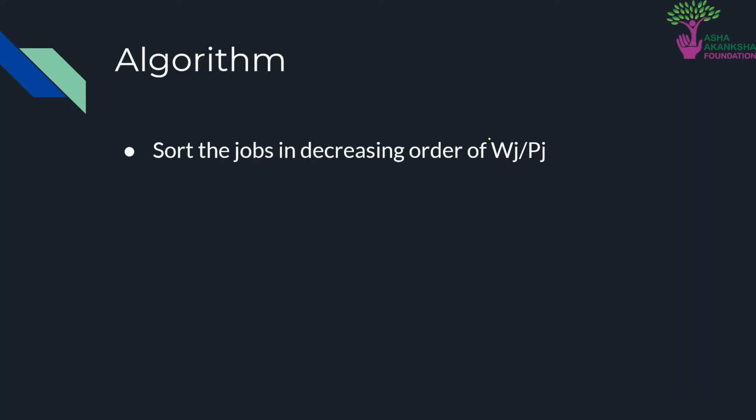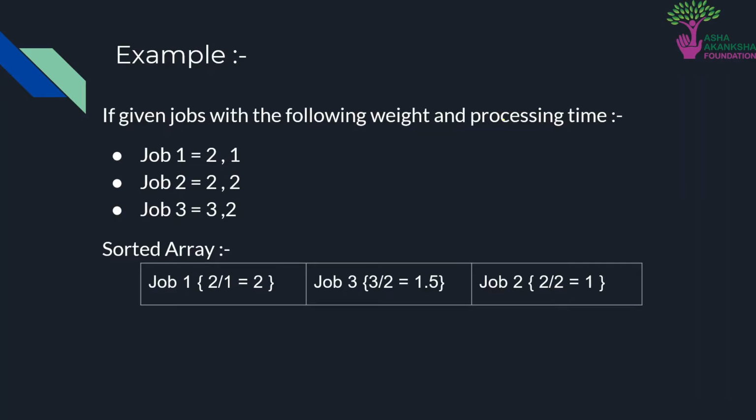So let us see how we can minimize the product of weight and completion time for all the jobs. We just have to sort the jobs in decreasing order of their weight divided by processing time. Let us see its working using an example.